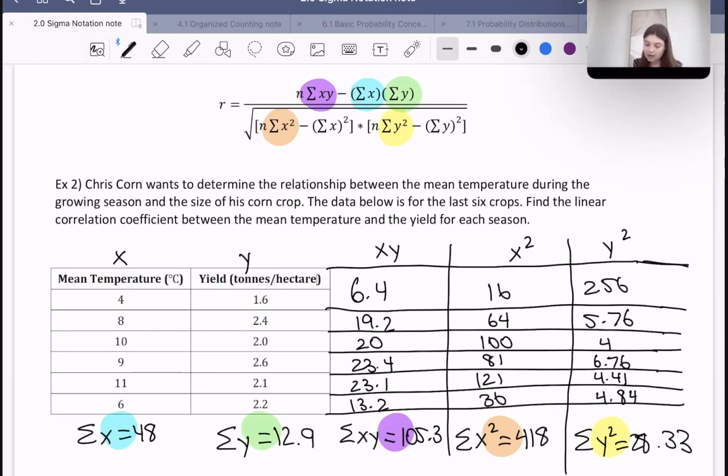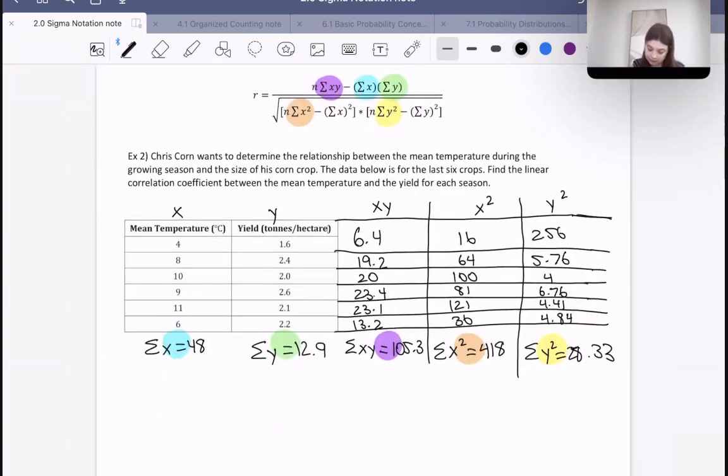Awesome. So now we have all the values we need. So now all we've got to do is plug it into the equation. Okay, so this has to do with n, which n is 6, right? There are 6 different crops that we're measuring. So r is equal to 6 times the summation of x times y, which is 105.3, minus the summation of x times the summation of y. So that's 48 times 12.9, right?